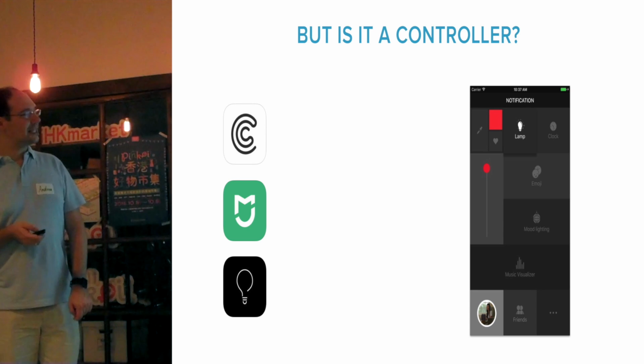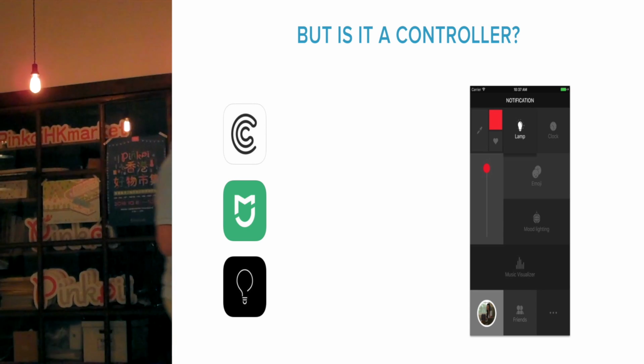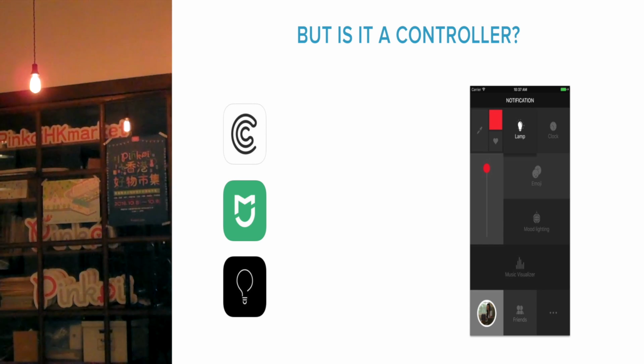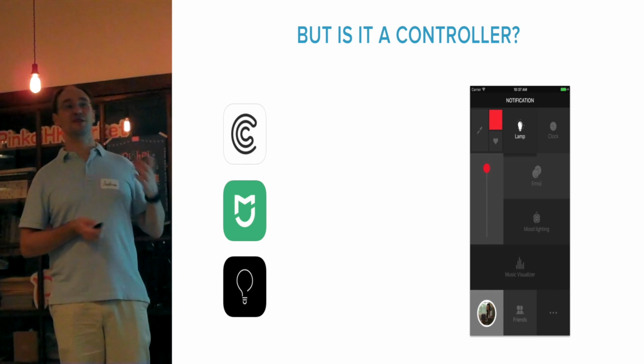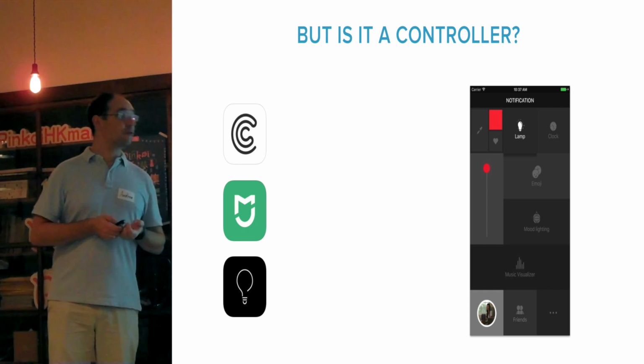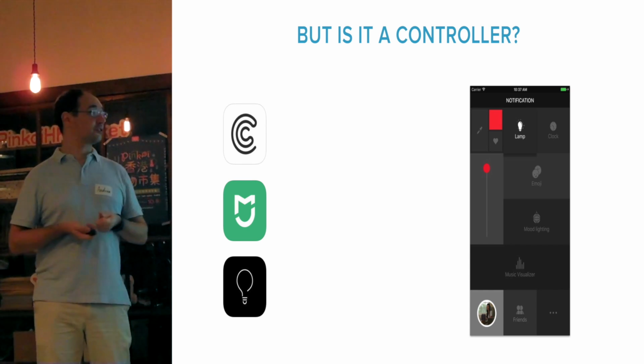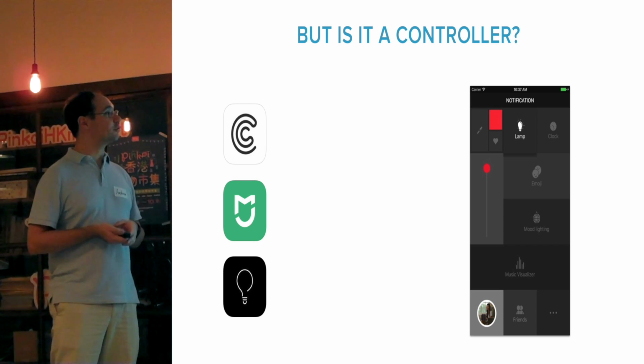But it needs to be a little bit more, because with this app you can also send emojis, not message emojis, but light emojis to other people. So it starts to be a bit more than just a controller. It does some messaging features. And of course you can design your own animations, so that's again above what a controller does.